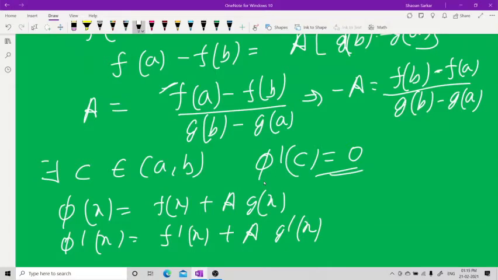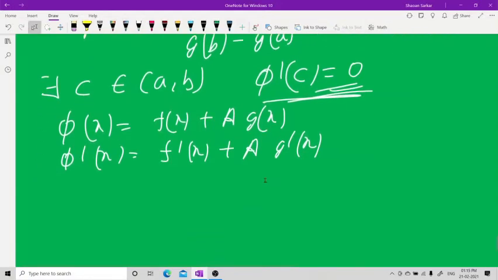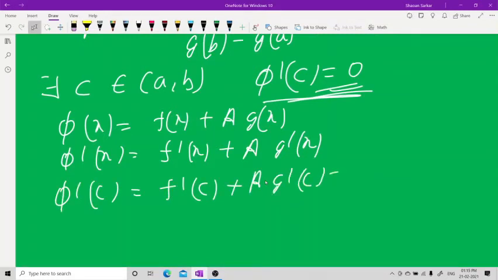Now phi dash c is 0. Therefore, phi dash c is equal to f dash c plus a g dash c is equal to 0. This will give me minus a equal to f dash c upon g dash c.